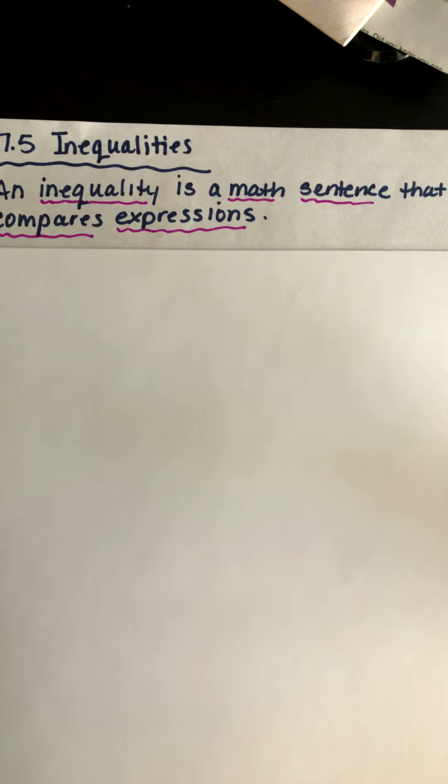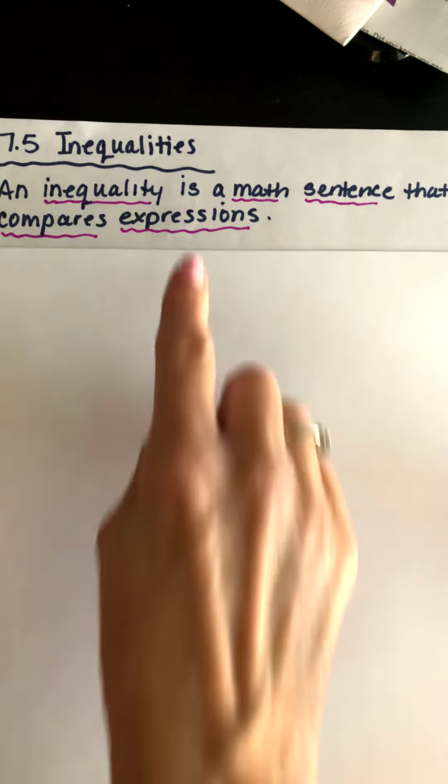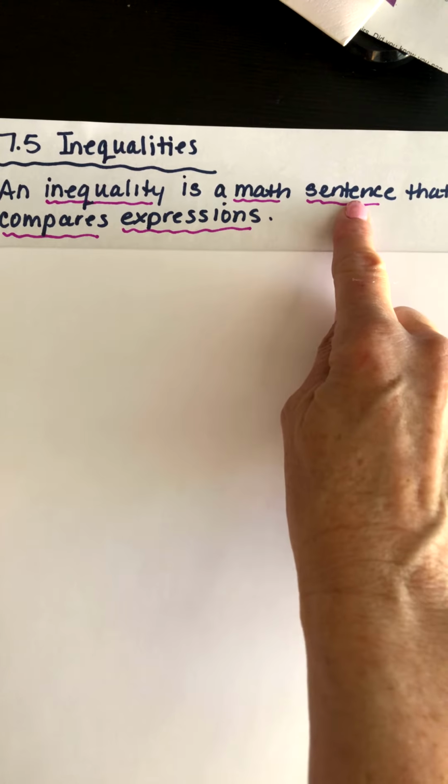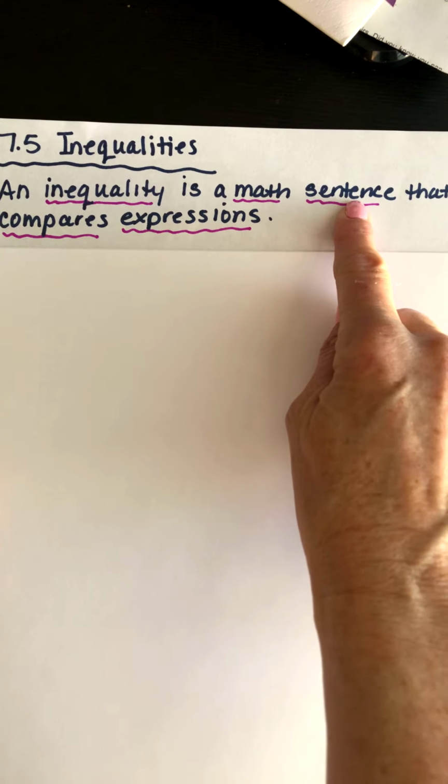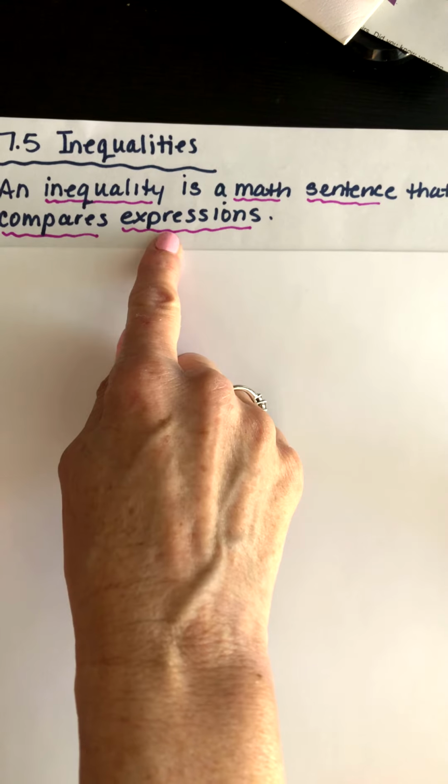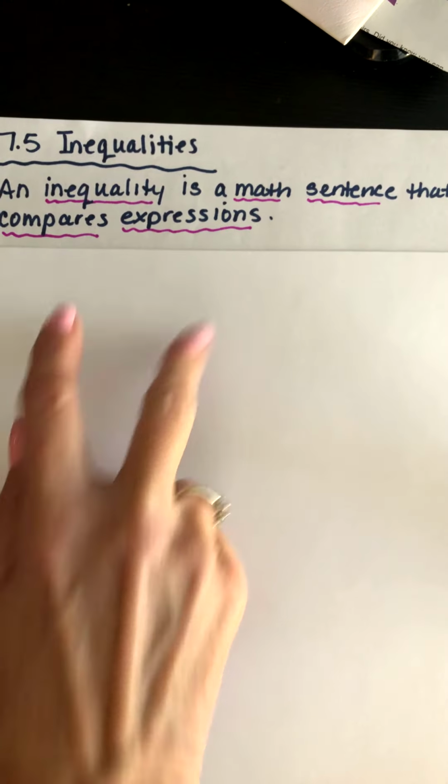Today we're going to talk about inequalities. Inequalities are much like equations, except instead of an equal sign, you will have an inequality symbol. We'll talk about that in a minute. But first, make sure you copy these notes in your journal, and you might need to pause to keep up. An inequality is a math sentence, just like an expression or an equation, that compares expressions. So it's going to compare two sides.